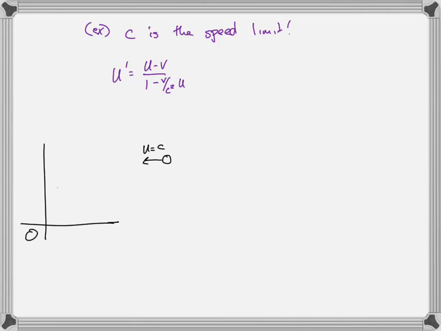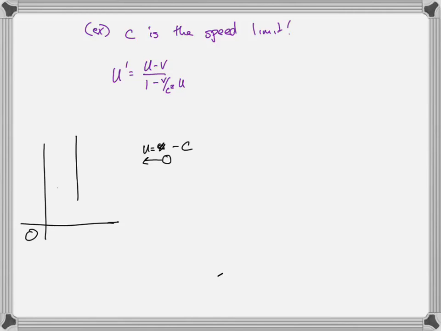Let's just talk about a speed limit, right? Let's say that we've got the fastest known moving thing, which maybe would be a photon, which is moving at the speed of light. And let's say that that's moving to the left at c, right? So that u is equal to, oh, actually, u should be minus c, sorry, because it's moving to the left.